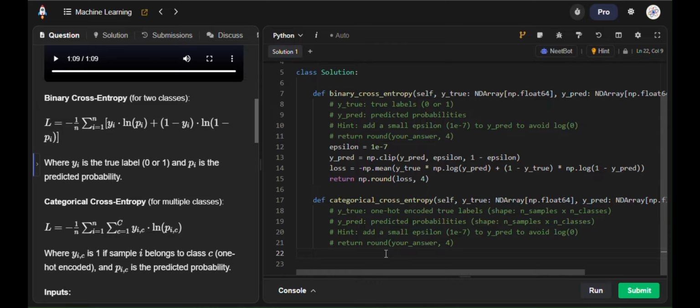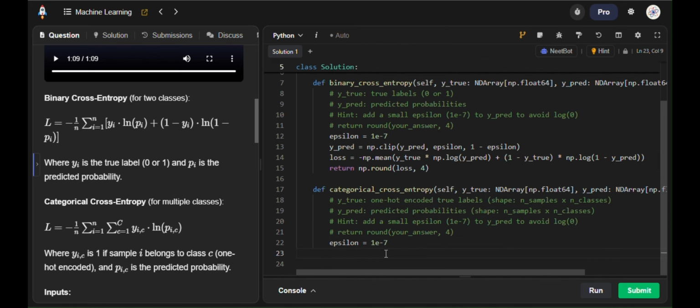Let's begin. Here also we will be defining epsilon. We could have defined epsilon globally so that we could have used it in both the functions. But since we used it locally before, we'll also define it here locally. Epsilon is equal to 10 to the power minus 7, and then we will be calculating predictions. Here predictions are clipped between epsilon and the original values like before. There's no difference.